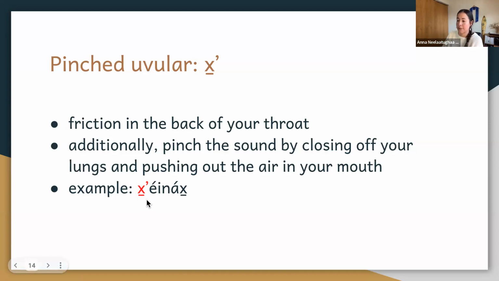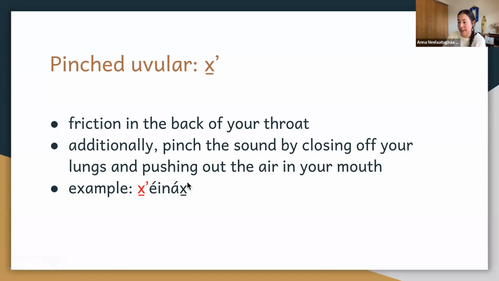And repeat after me. Einach. One more time. Einach. Yes, you sound good. I'm impressed. When I started learning this sound, I would get excited and accidentally pinch all the other X's in the word, and I could hear that you did not do that. So that's very good. This first one should be pinched.